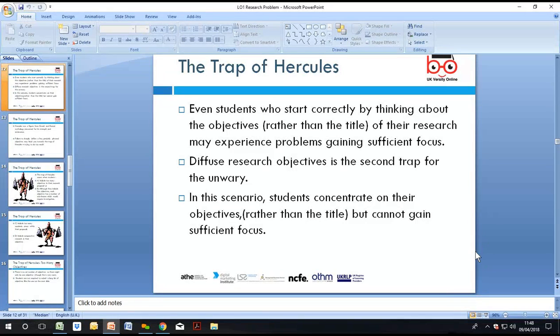Again, it would be enormous. How would you think to get the information for your research? Because the research depends on data, and that data needs to be accessible. So you diffuse the objectives, which is the trap for the unwary. In this scenario, students concentrate on their objectives rather than the title, but cannot gain sufficient focus.